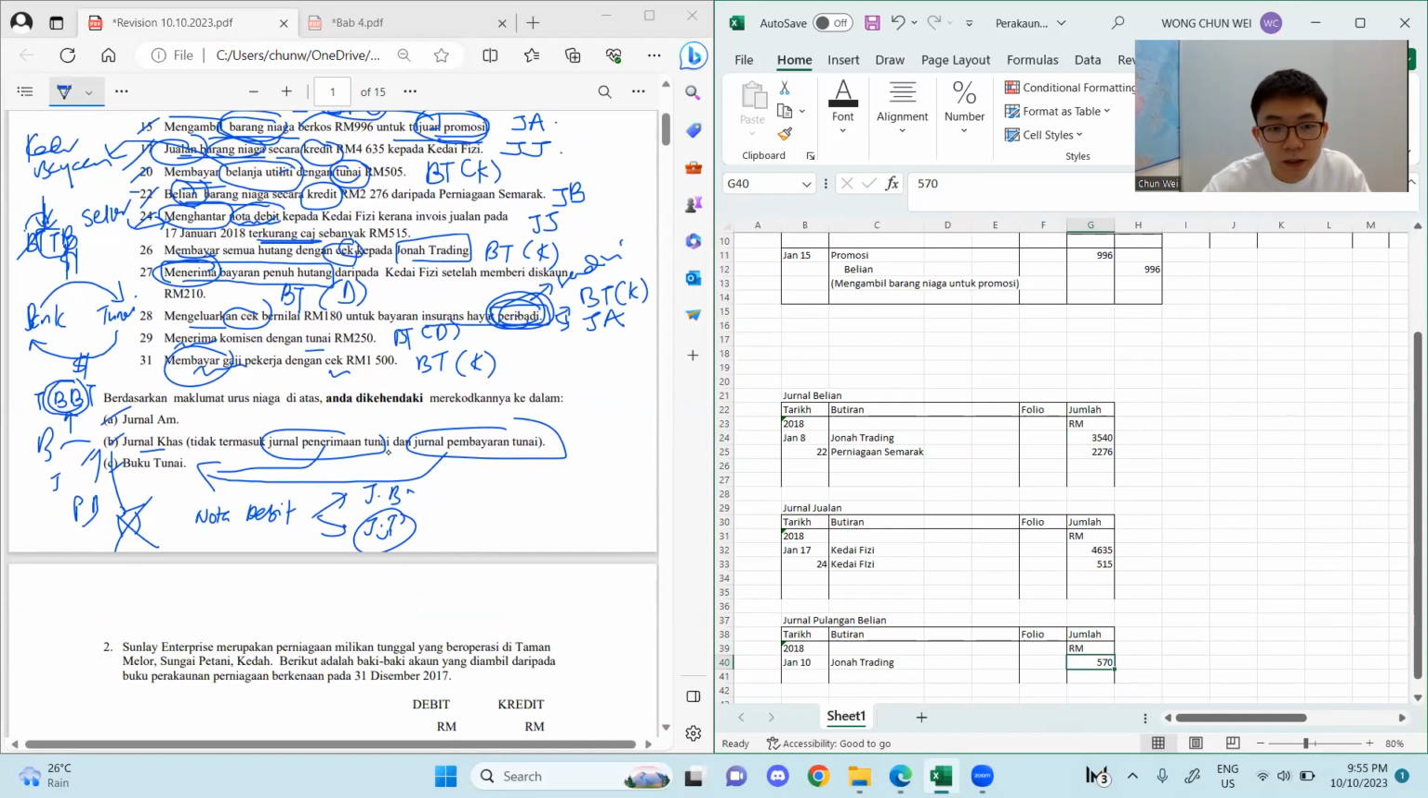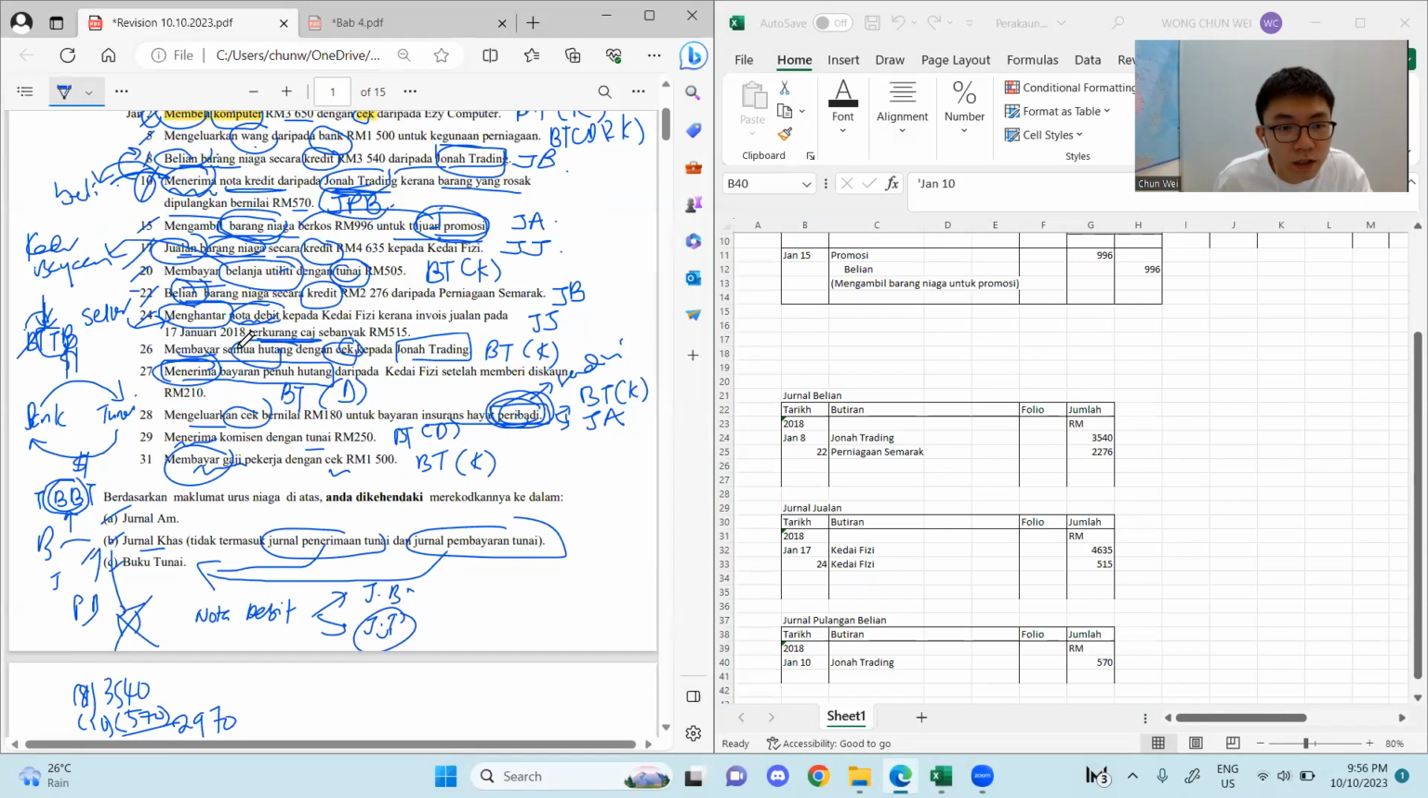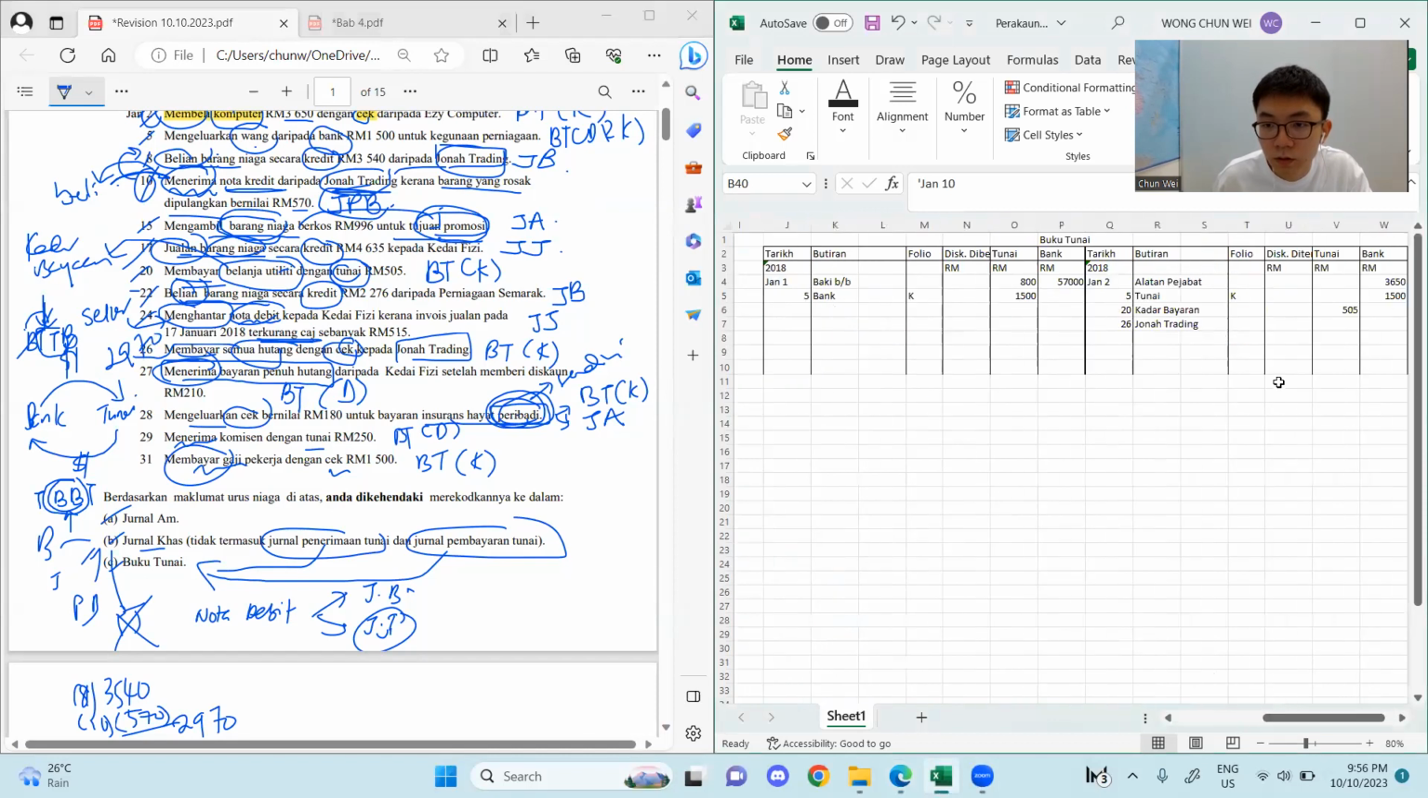So you have to do some maths here. So at first, saya hutang dia 3540. Okay. That is on the 8th. But then, on the 10th, okay, saya pulang 570. Maksudnya how much now, after you minus? So 3540, use your calculator. 3540 minus 570. Maksudnya sekarang saya hutang Jonah Trading as much as 2970. So 2970 now, they say that you bayar semua hutang. So the semua hutang is the 2970. So you pay back to Jonah Trading. So here, 29 dengan apa? Dengan cek, yes, 2970.